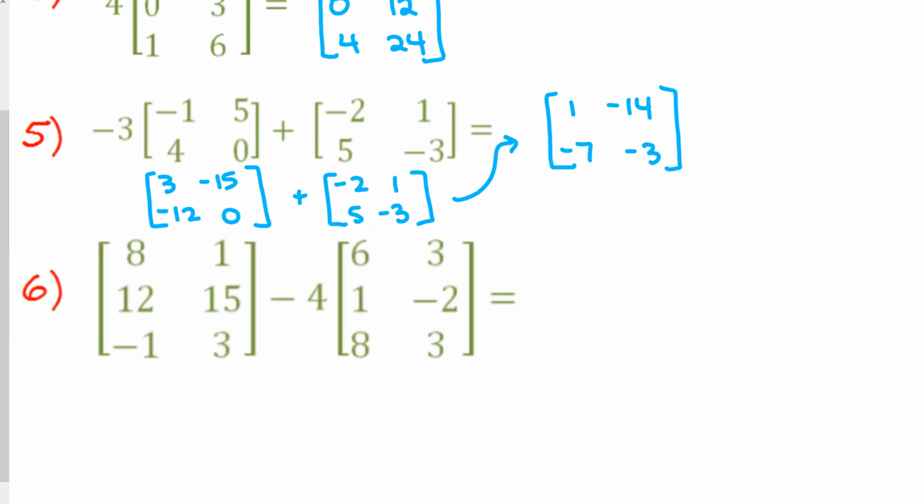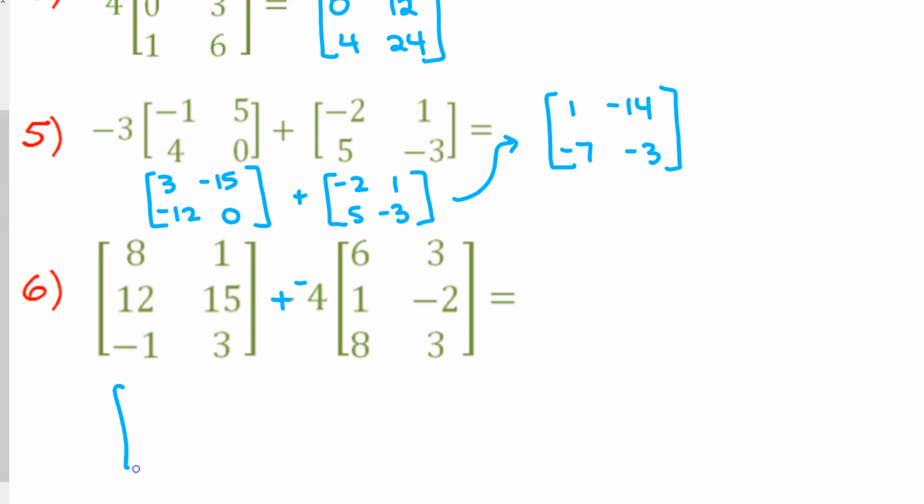Okay, the next one is very similar to the last one. We have scalar multiplication and we have subtraction, and just go ahead and multiply through by the scalar first. And if you want to multiply by -4 and change this to plus -4 instead of minus, you're welcome to do that, and then you'll just be left with adding at the end.